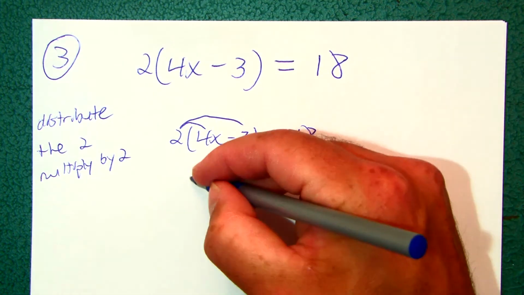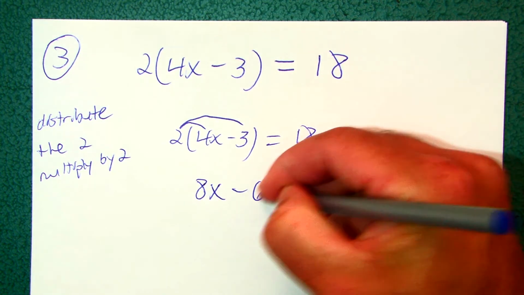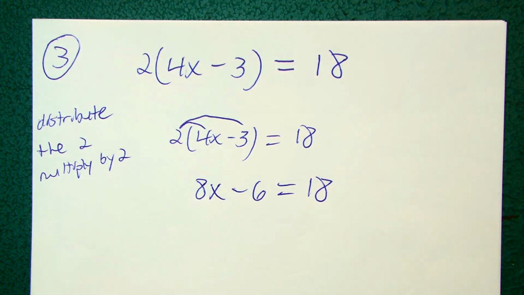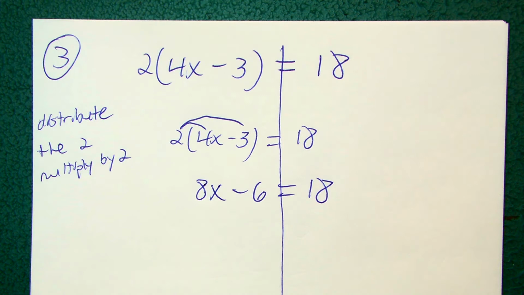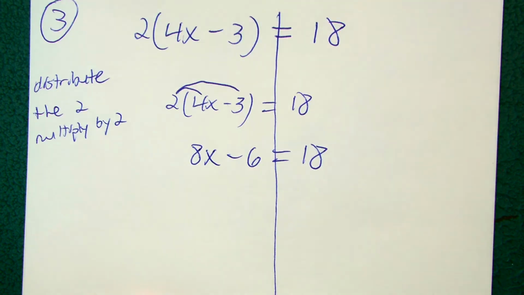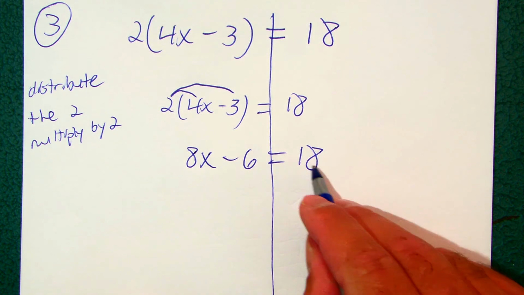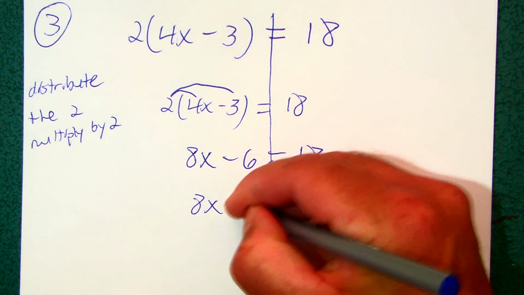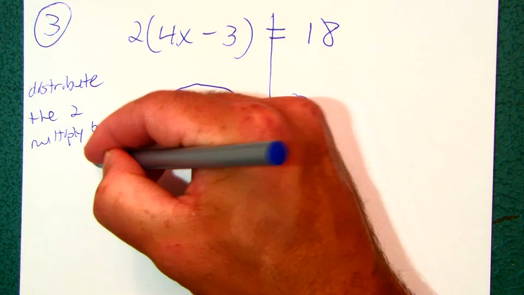So 2 times 4 is 8x. 2 times the minus 3 is negative 6 equals 18. So now we're right back to where we were before. Forgot to put a line through there. Gotta make sure I'm doing what I'm telling you guys to do. All right, so we have 8x minus 6 equals 18. Again, I just want to rewrite that so you can see my step-to-step. We're ready to solve now.